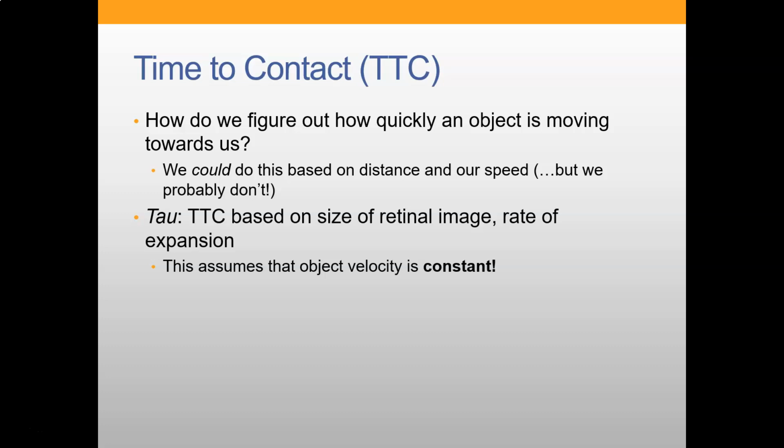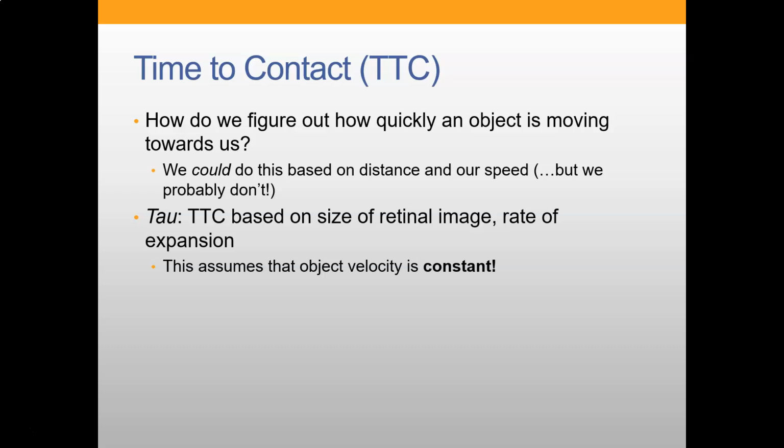Well, what we could do is take the physics approach of things. We could focus on how far away the object is and figure out the speed of how it's moving. We could do this. We probably don't, because that would take a lot of time, and at that point, the object has probably already come towards you. What we do instead is something that is very simply referred to as tau.